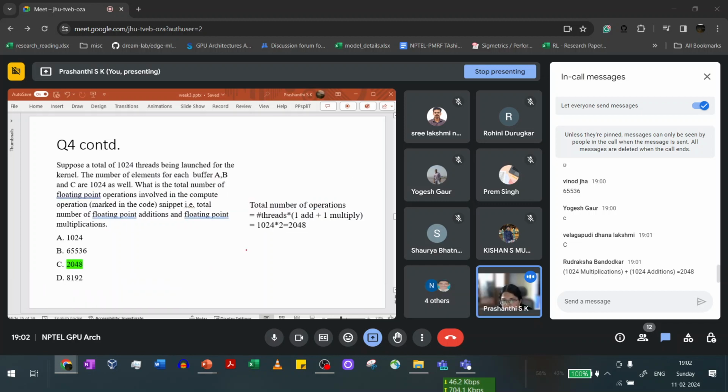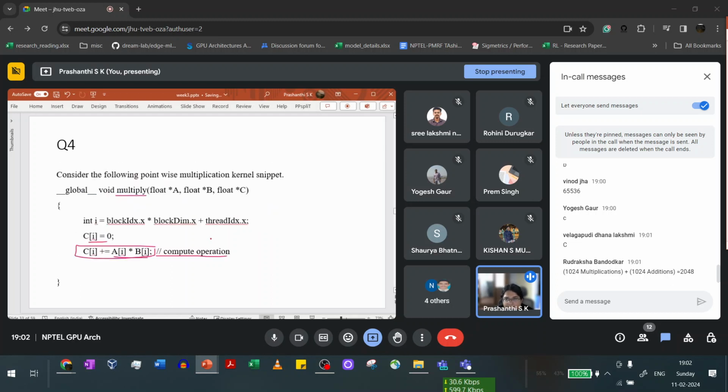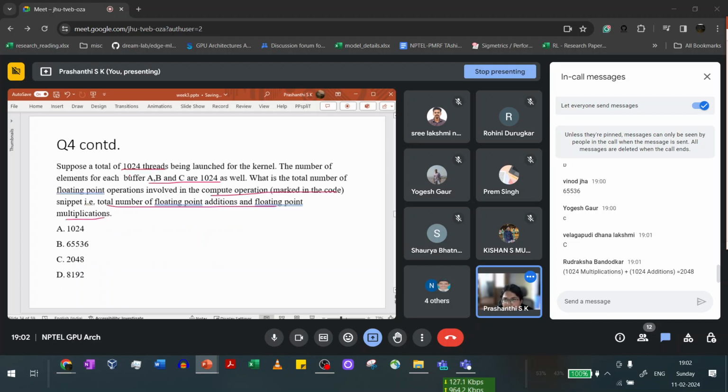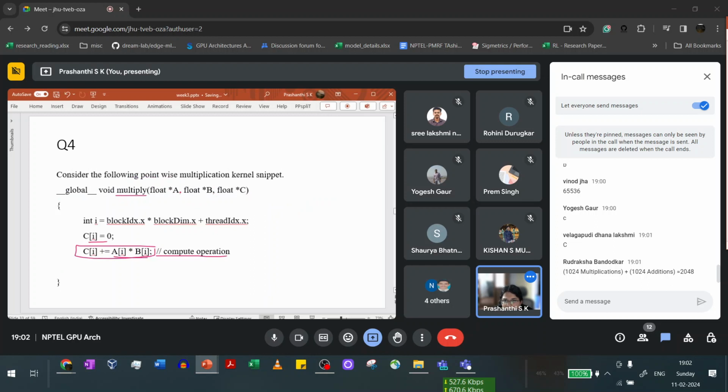It is 2048. So how do we arrive at this? As somebody said, it's simply 1 add plus 1 multiply, and there are 1024 of them. So why are there 1024? Let's think about this. You're told that there are 1024 elements in A and B, right? And the way you're doing this is by launching 1024 threads. What is each thread going to do?